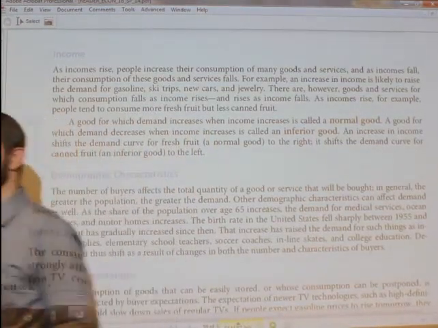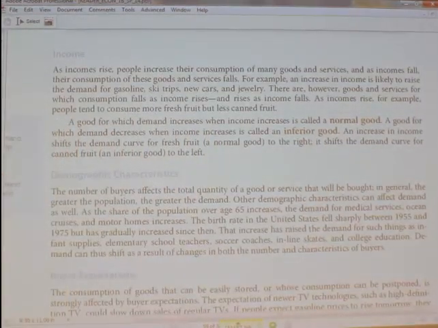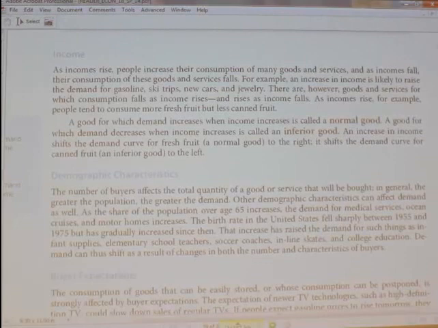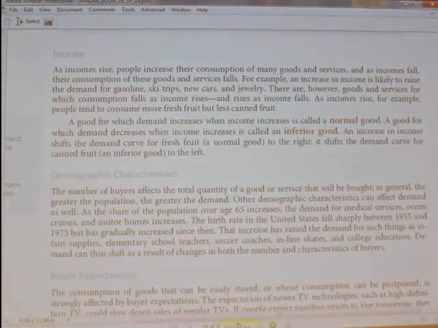For most goods, as income increases, demand increases. So most goods are normal goods. But if income increases and demand falls, we call that an inferior good.